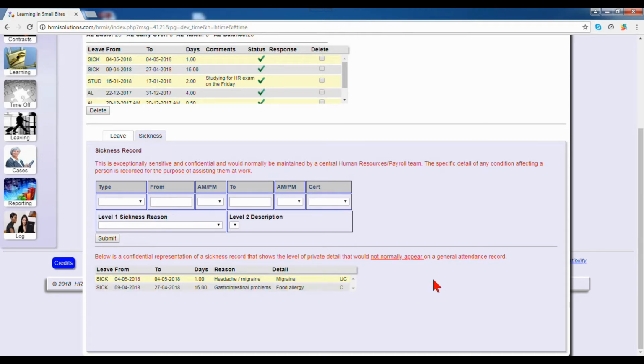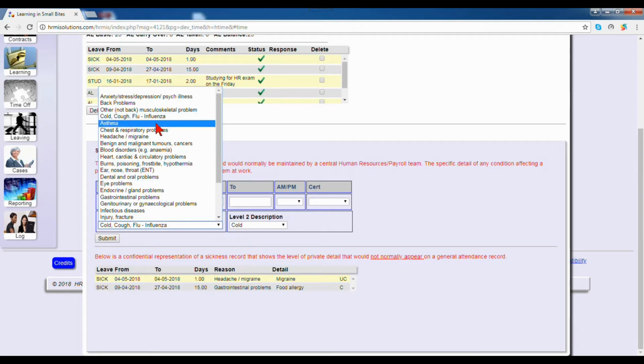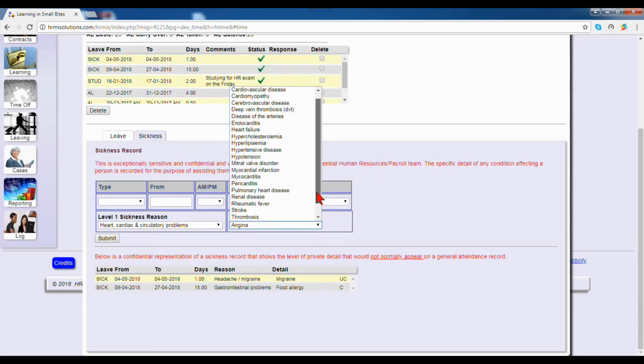We're nearly done now. Just a quick reminder that in some systems there are types of sickness, and these types can have specific subdescriptions.